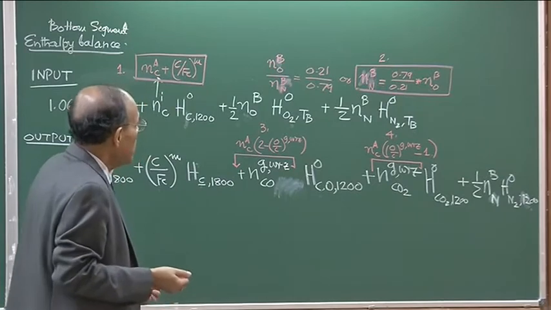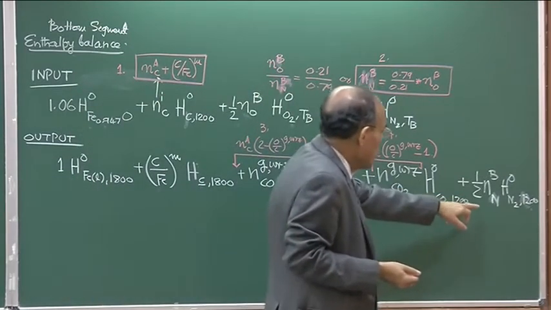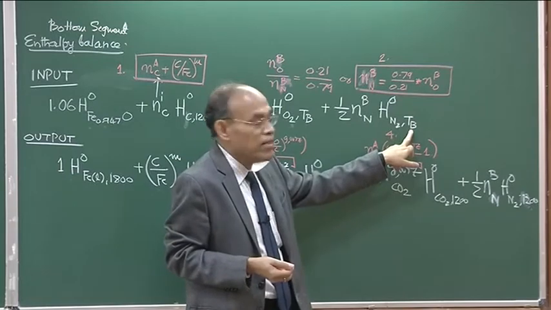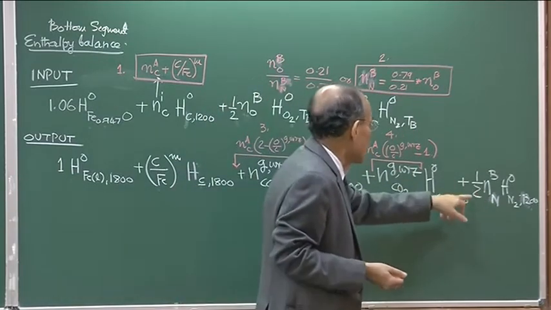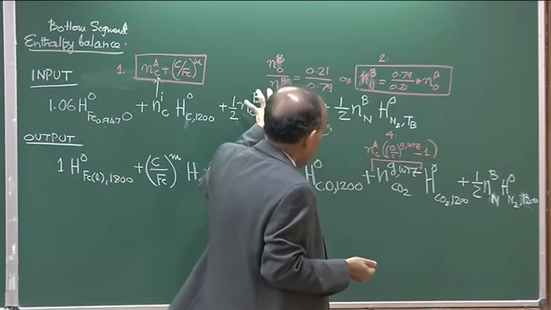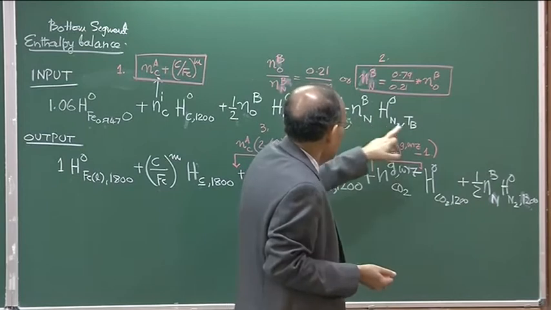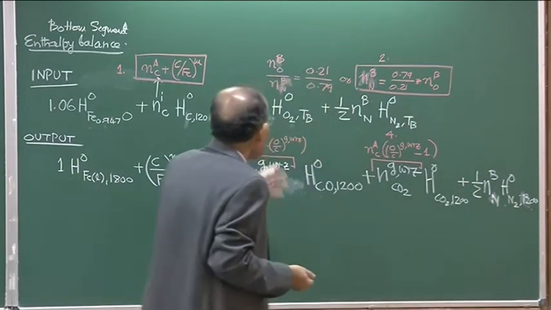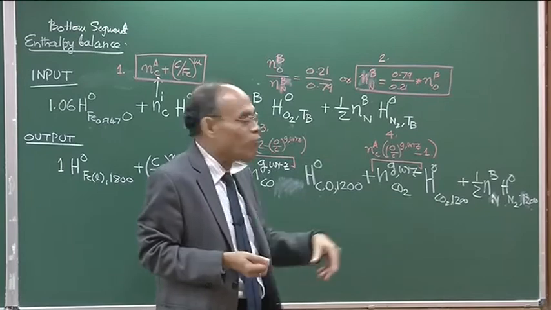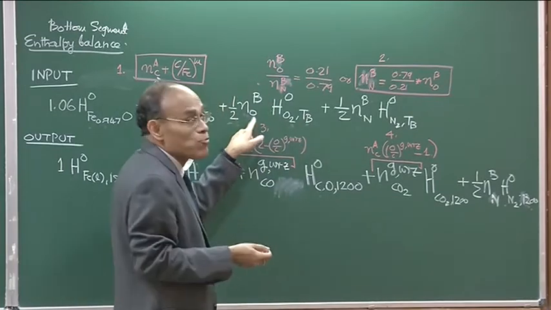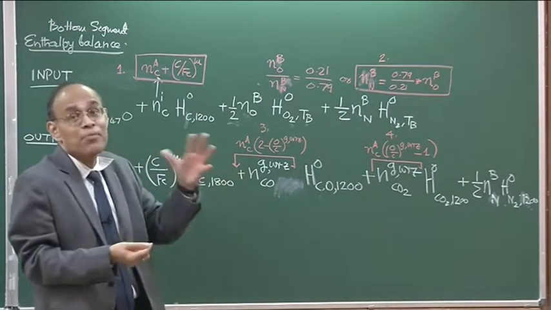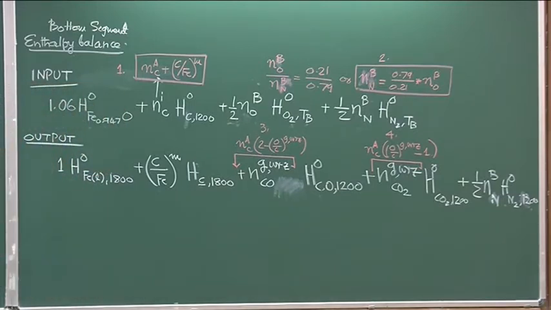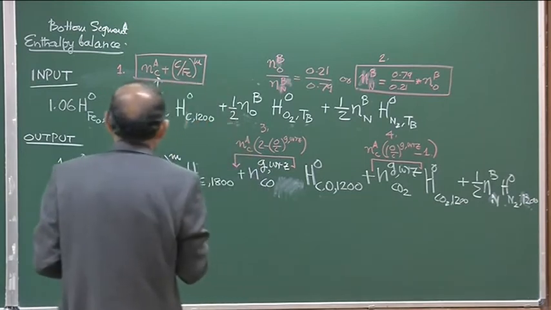If you look at this expression, for example, the nitrogen term is there at 1200 degree, and the same nitrogen term is there at TB temperature. So, this is the same term, because from this term I can take half NNB out, and then I can represent this term, if you transpose it, as H naught N2 TB minus H naught N2 1200. But I cannot cast the oxygen term in that particular form, because there is no counterpart of the oxygen term. So, I am going to add one oxygen term and subtract another oxygen term.